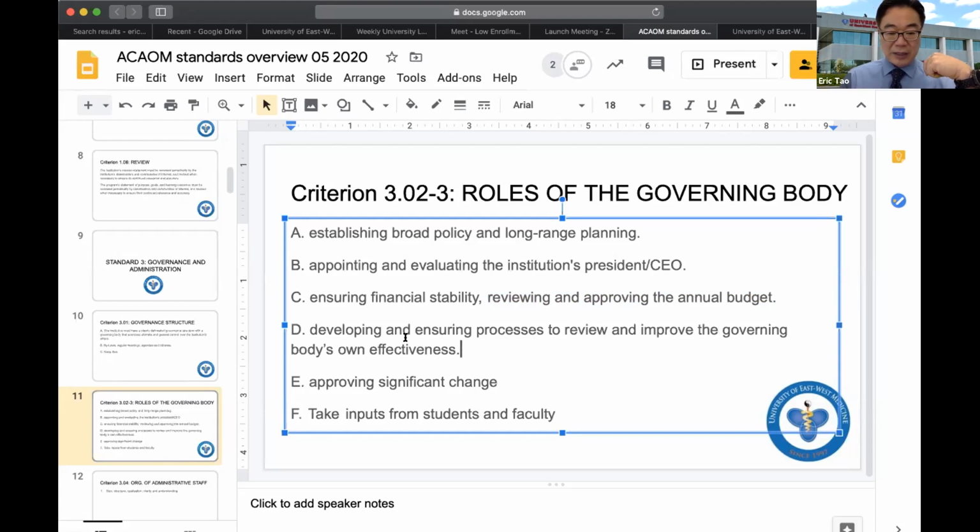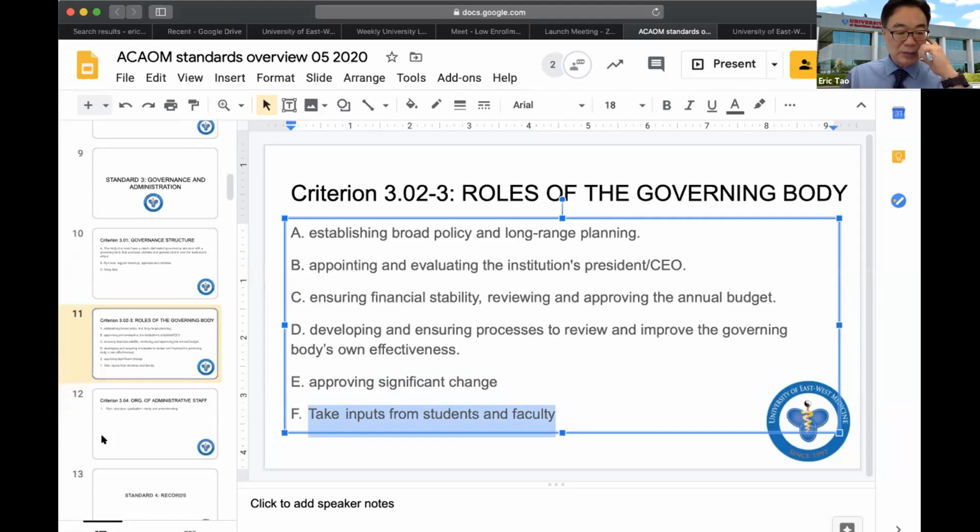And this is interesting. They have to have a process to ensure their own effectiveness. So every year they have to ask, as a board, how effective are we? Okay? Then significant change: say we want to add a program, buy another building, or add another executive, they have to approve it. And they have to take input from students and faculty. So students and faculty should have a regular way to talk to the board directly, because they might not be happy with the president. If the president is the only one they can communicate with, ultimately, how does the board know the president has big trouble, right?